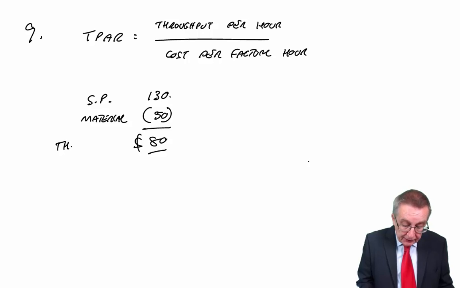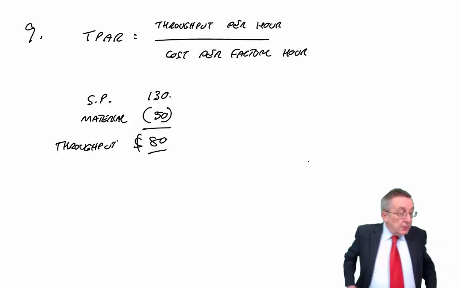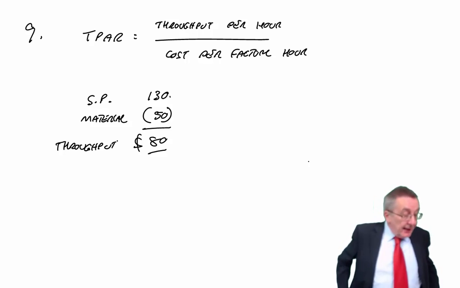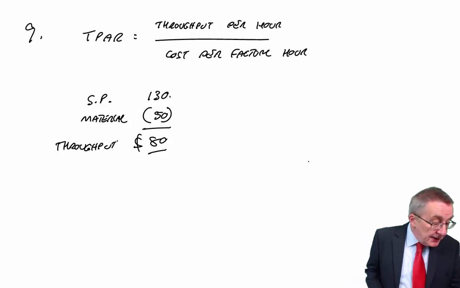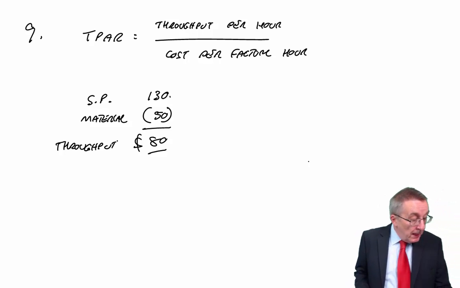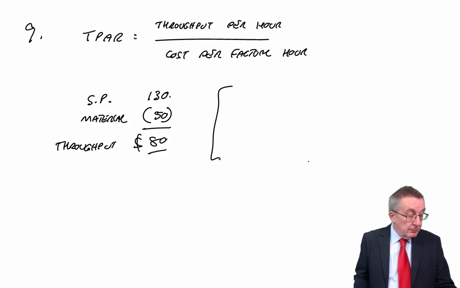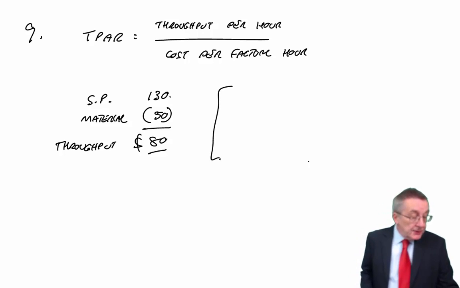And so the throughput is $80. How many hours does it take for each unit? Well, first of all, a bit of workings here. How many hours have we got available?